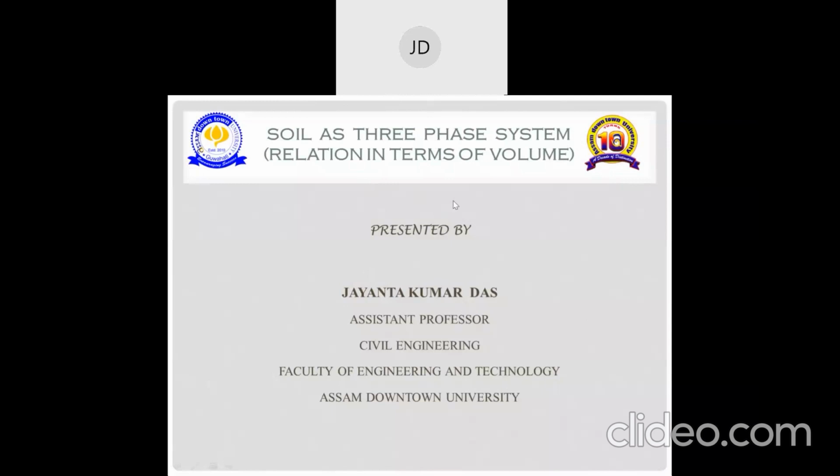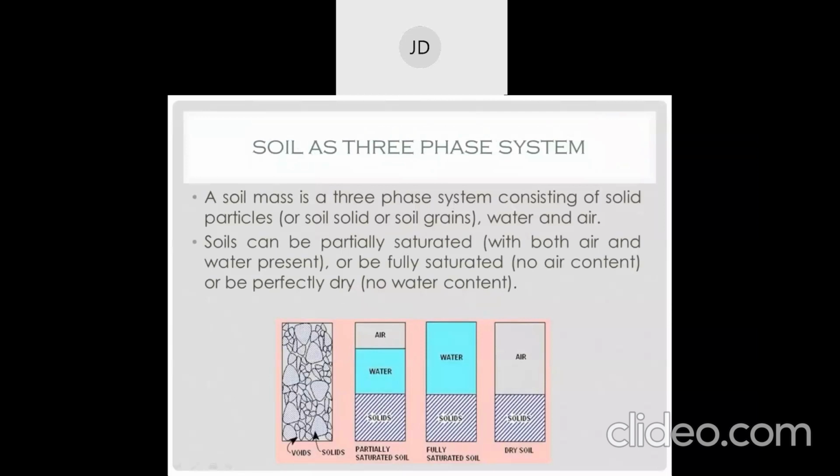Soil as a three-phase system. Why is it called a three-phase system? Let's discuss that. Now here you can see a soil mass is a three-phase system consisting of solid particles, also known as solid or soil grains, water and air.